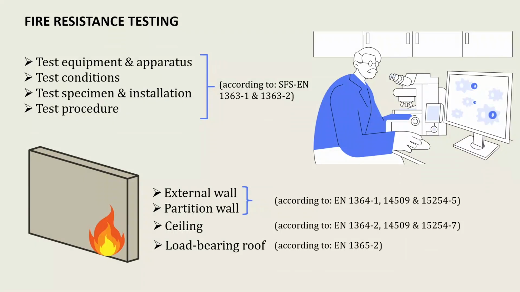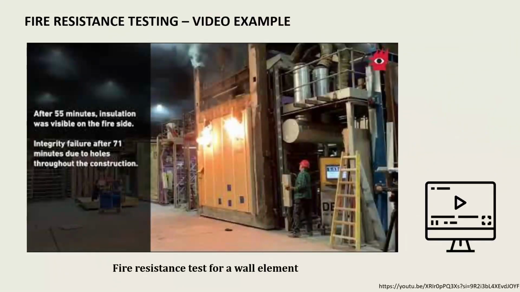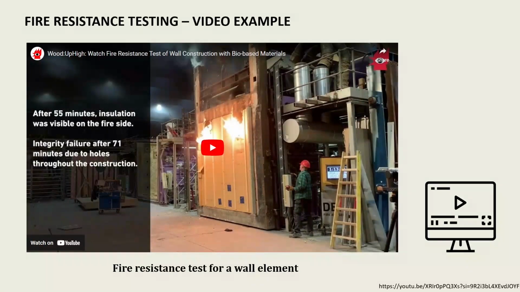Finally, load-bearing roof panels are assessed for their performance under fire conditions, ensuring they can support structural loads and prevent roof collapse. This includes evaluating their load-bearing capacity, integrity, and insulation properties. Here is a video showing an example of a fire resistance test for a wall element.